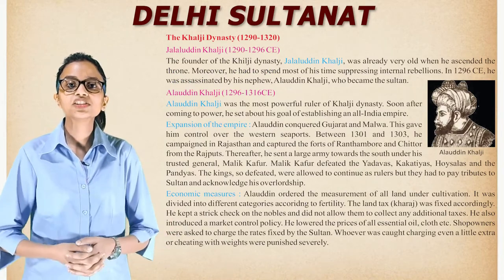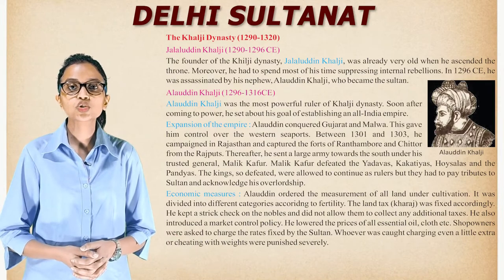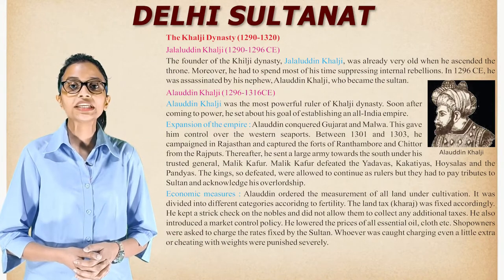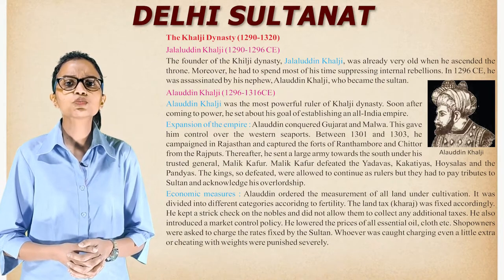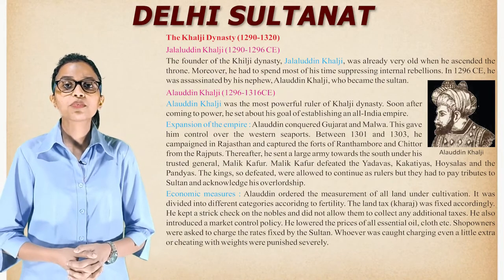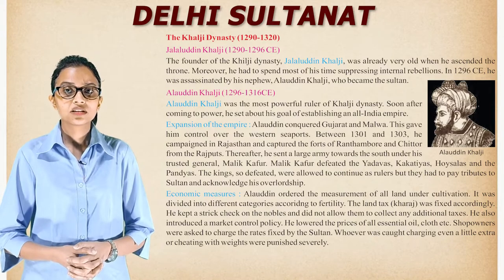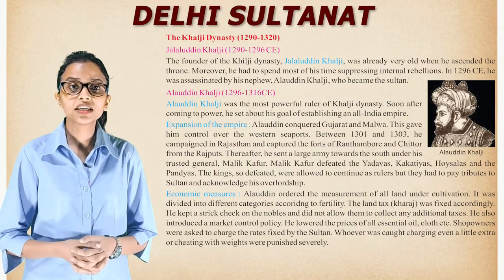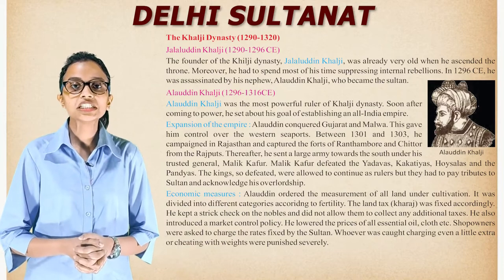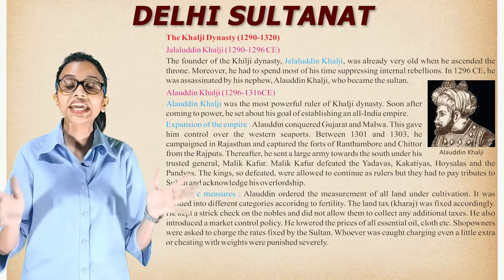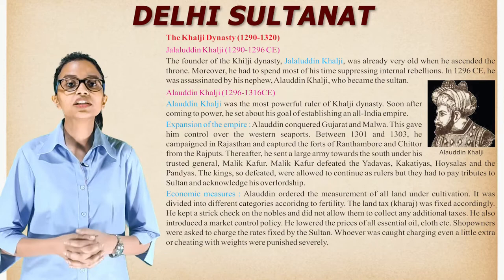The founder of the Khilji dynasty, Jalaluddin Khilji, was already very old when he ascended the throne. Moreover, he had to spend most of his time suppressing internal rebellions. In 1296 CE, he was assassinated by his nephew, Alauddin Khilji, who became the Sultan.